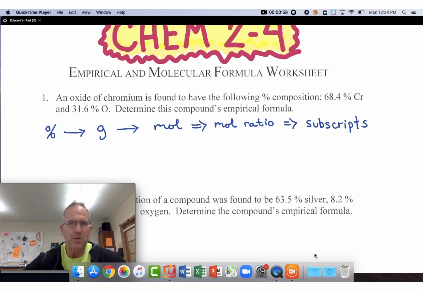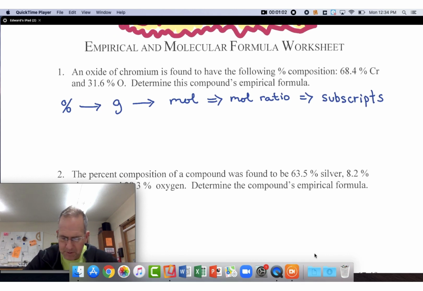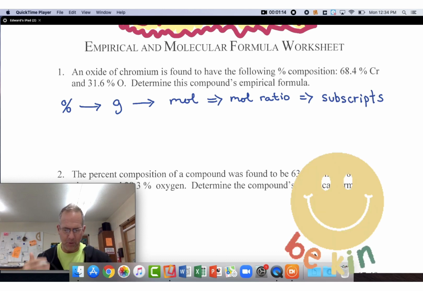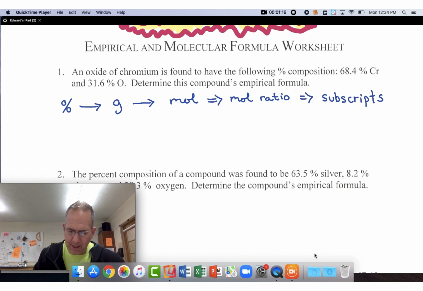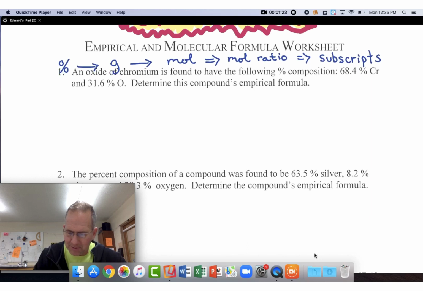So in this case, we're going to go from percent to grams to moles to a mole ratio and then make subscripts. Now, I know we know what percent is. How do we go from percent to grams? Let's start off, and we're going to have to do this in 3 different things. It's going to be a similar map for every single one.